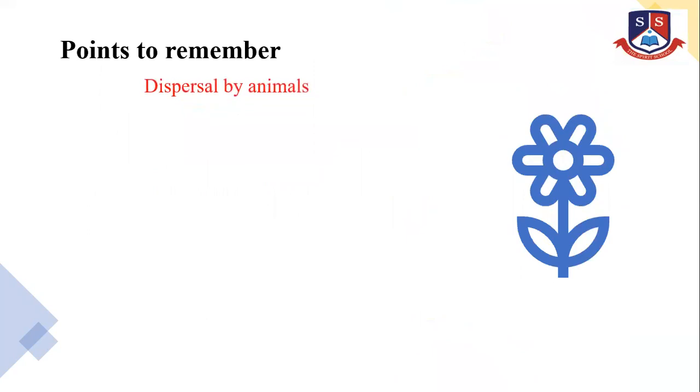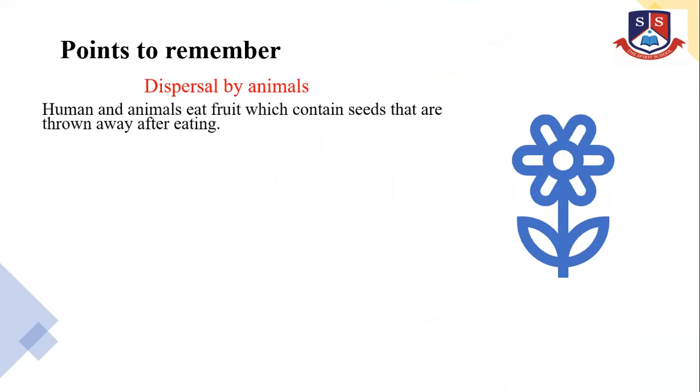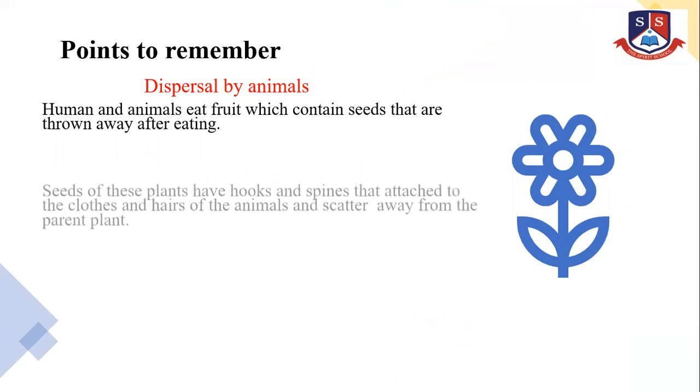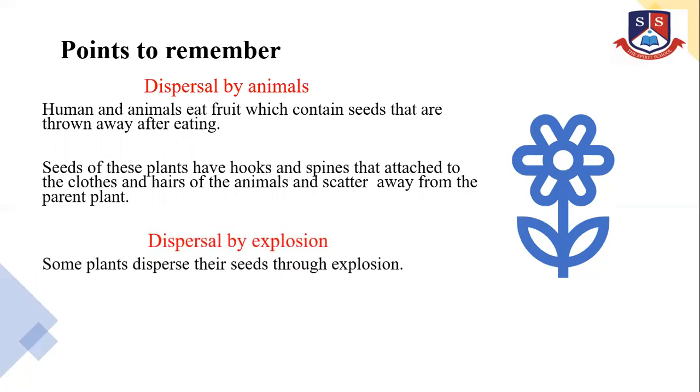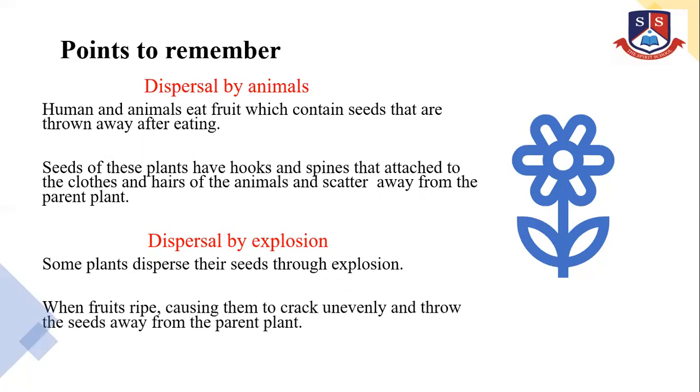Dispersal by animal. Humans and animals eat fruit which contains seeds that are thrown away after eating. Seeds of these plants have hooks and spines that attach to the clothes and hairs of the animals and are scattered away from the parent plant. Dispersal by explosion. Some plants disperse their seeds through explosion: when the fruit ripens, it cracks unevenly and throws the seeds away from the parent plant.